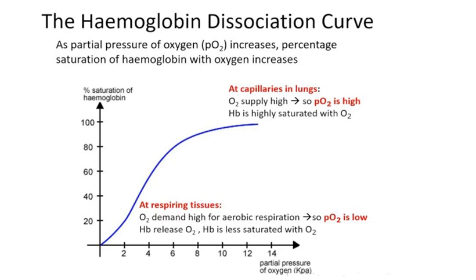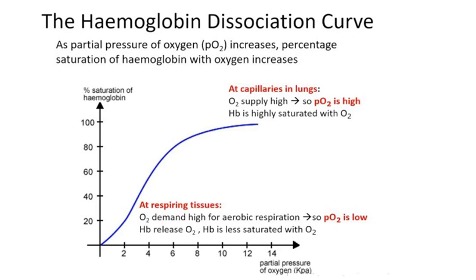It says, as partial pressure of oxygen increases, percentage saturation of hemoglobin with oxygen increases. What this statement is trying to say is this: the more oxygen, the more availability of oxygen, the greater the chances of a hemoglobin attaching with oxygen. So we talk about PO2, that is the pressure of oxygen. The more oxygen there is, the higher the rate of saturation of hemoglobin.